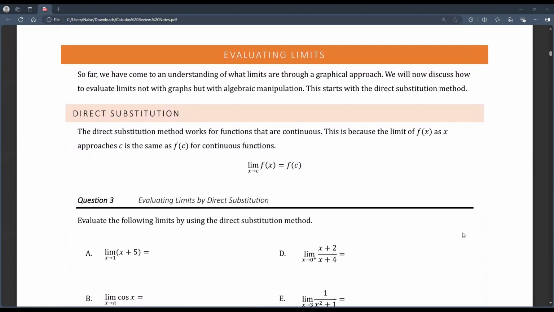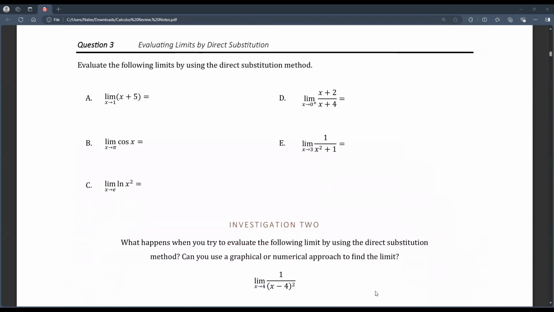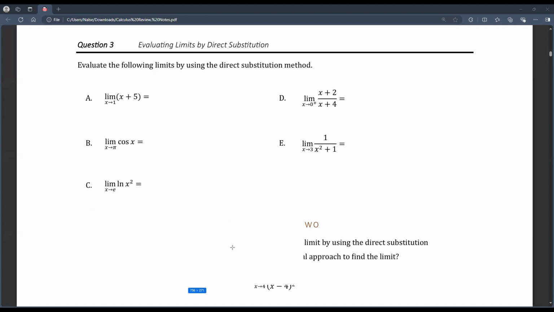How can we evaluate limits without a graph? This all starts with direct substitution. When we need to evaluate limits, like in question 3, we should start by just plugging in the value that x is approaching. In part A, we see that x approaches 1. When we plug in 1 for x, we get a limit of 6.